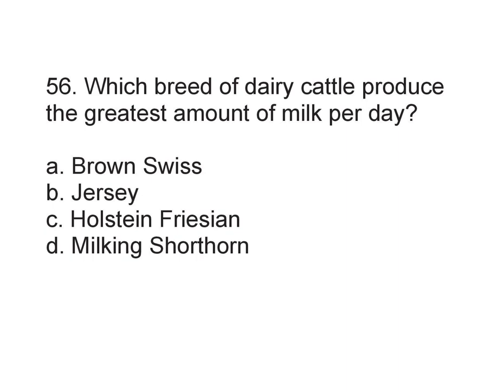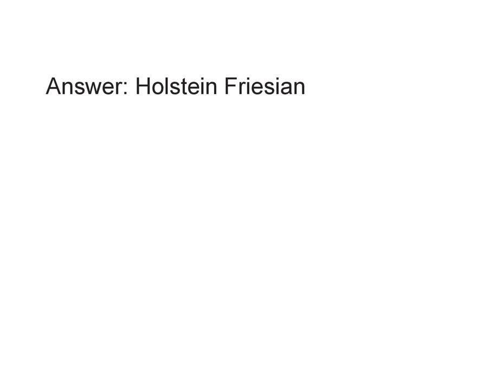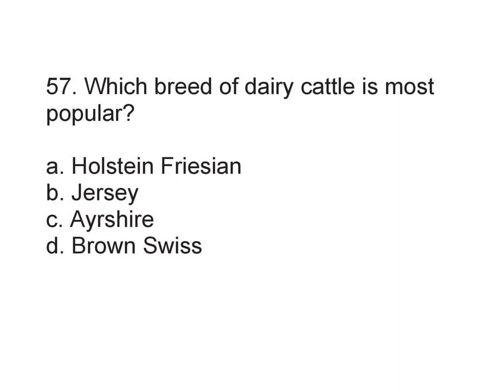The answer is Holstein Friesian. Number 57. Which breed of dairy cattle is most popular? A. Holstein Friesian, B. Jersey, C. Ayrshire, D. Brown Swiss.